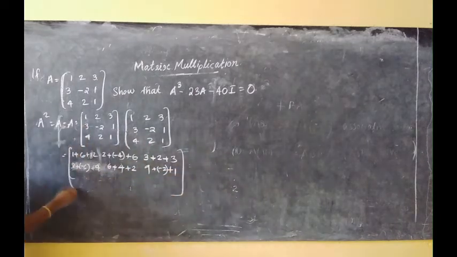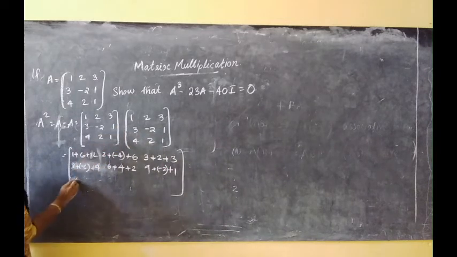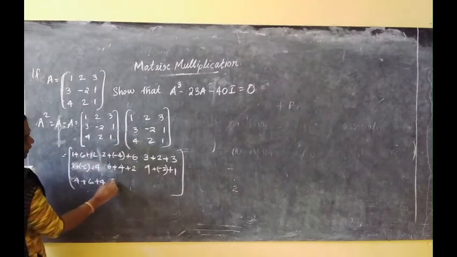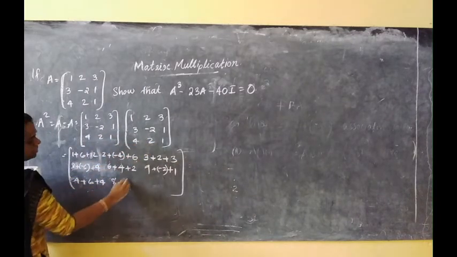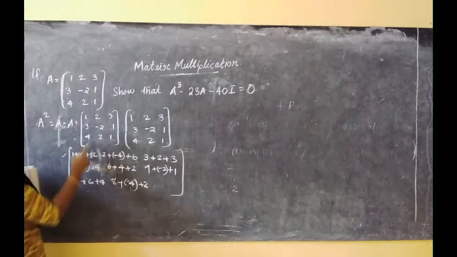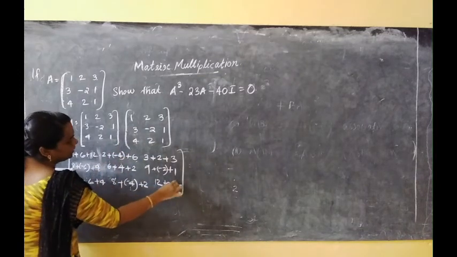And the last row, how to get the last row? Third row by columns. 4 plus 3 into 6, plus 4. Then 4 into 2, 8, plus 2 into minus 2, minus 4, plus 4 into 2. And 4 into 3, 12, plus 2 plus 1.